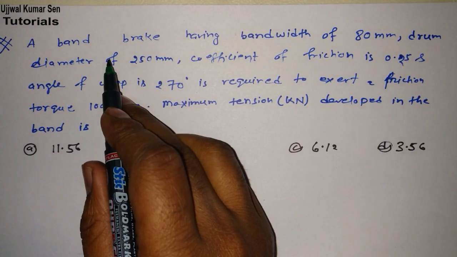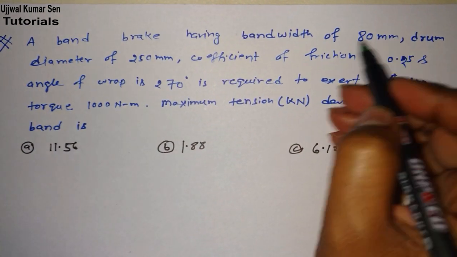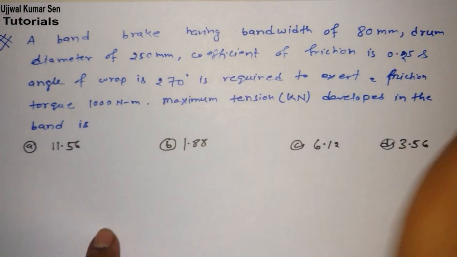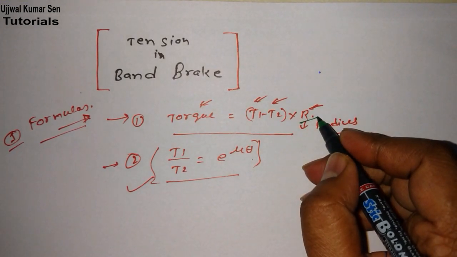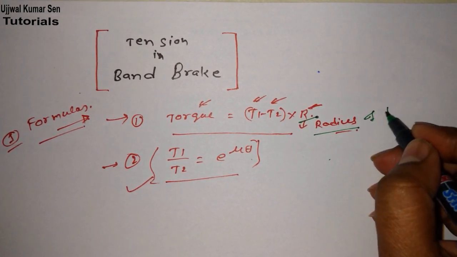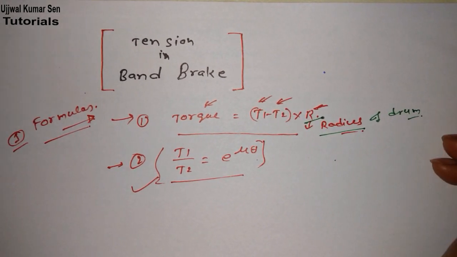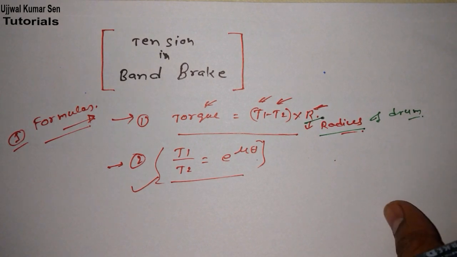In this question we are given a band brake having a bandwidth of 80 mm. The drum diameter is given. I have shared with you what R is, basically the radius of the drum. With the question I will share what this radius is exactly. So here we have the radius of the drum.